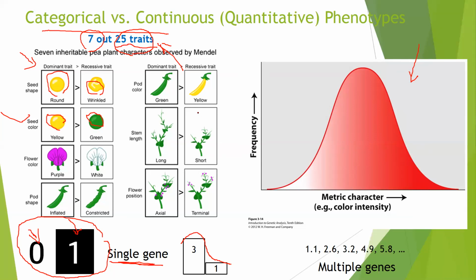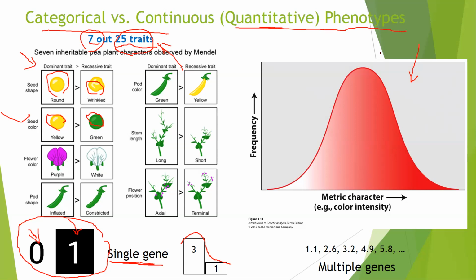Again, the difference between these 7 traits and the remaining traits is that every single one of these 7 traits is controlled by a single gene, but the remaining traits are controlled by many genes. So we call these complex traits quantitative phenotypes.